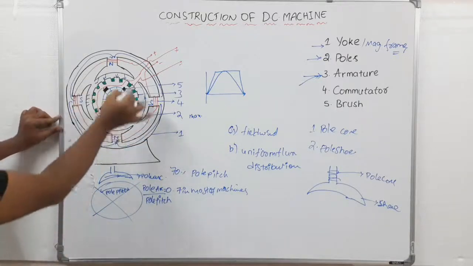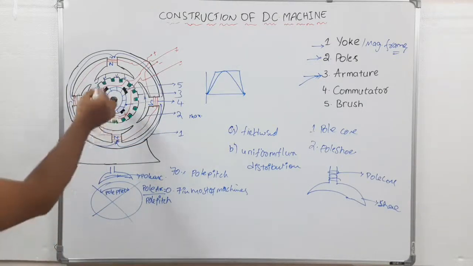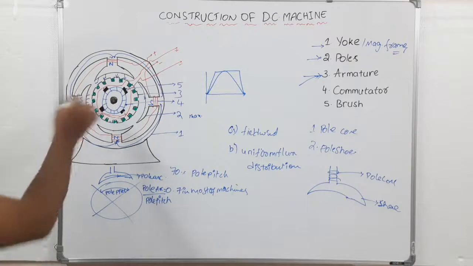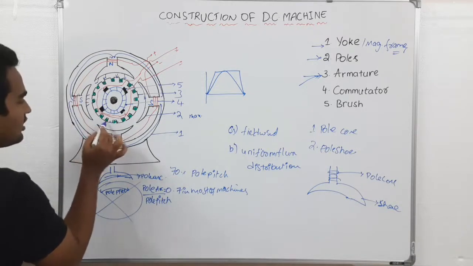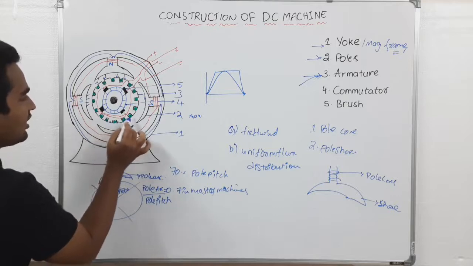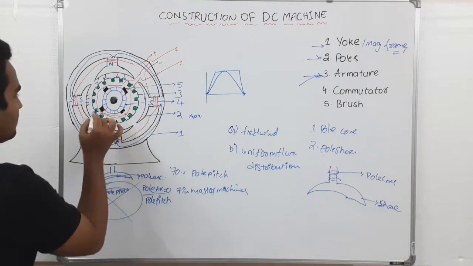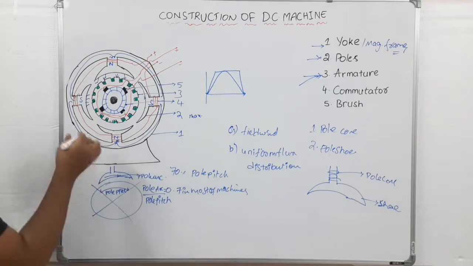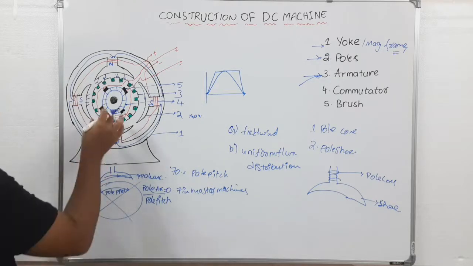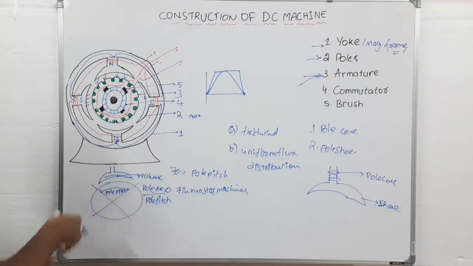This one is called armature. This armature accommodates conductors, which are these green dots placed in armature slots. A slot is nothing but a room for the conductor. It gives mechanical support to the conductors.